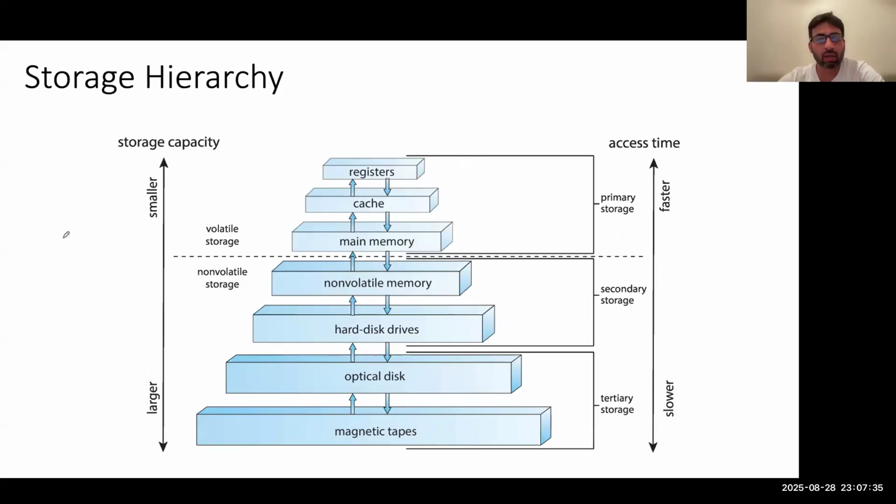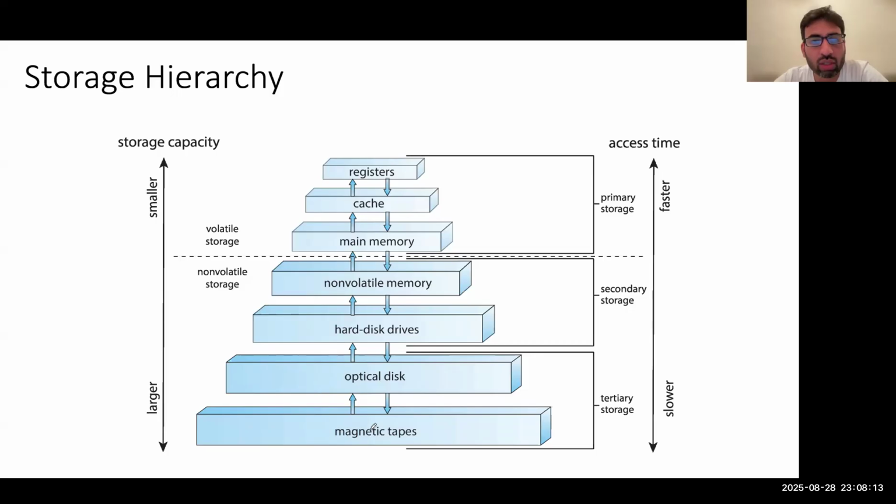In previous slides we briefly talked about memory and secondary storage devices. But memory and secondary storage devices are not the only types of memories available in a system. We have various different kinds of storage devices which are arranged in a hierarchy. As shown in this figure, on the top of this hierarchy you have registers, then caches, then main memory, then non-volatile memory, hard disk, optical disk, magnetic disk.